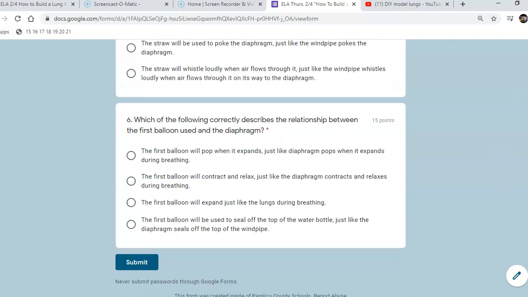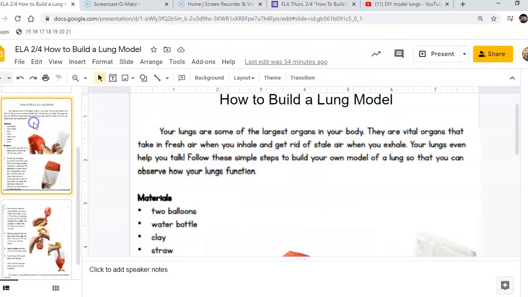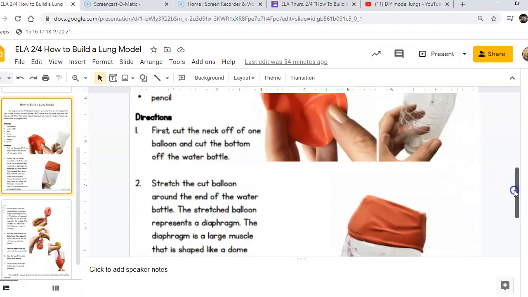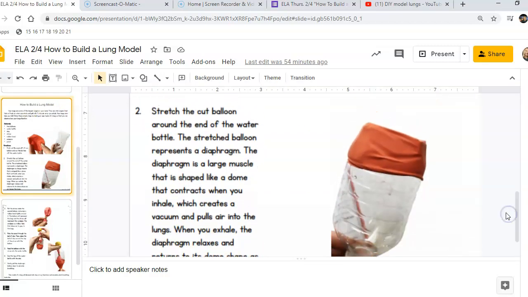Number 6. Which of the following correctly describes the relationship between the first balloon used and the diaphragm? So let's go back and see. And I believe that is in step 2. Okay, this is the first balloon here. Stretch the cut balloon around the end of the water bottle. The stretched balloon represents a diaphragm. Okay, so this first balloon represents a diaphragm. So we expect this balloon to serve in a similar role as the diaphragm.